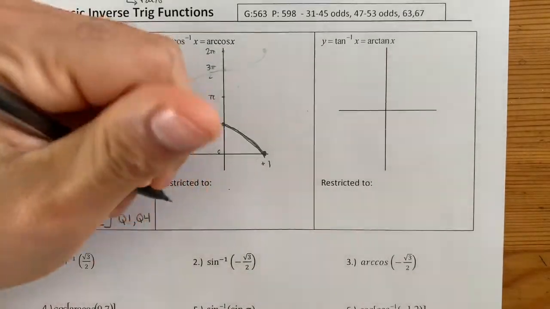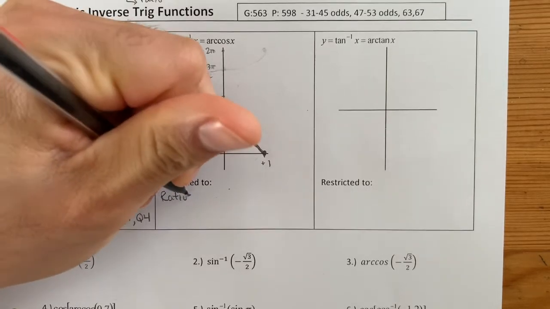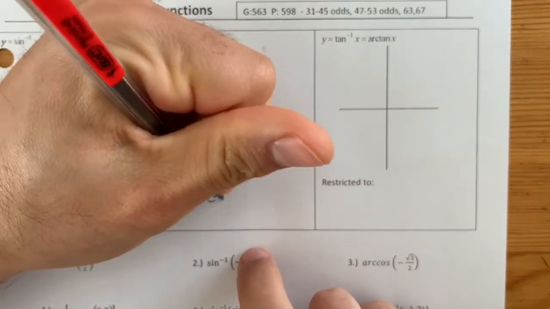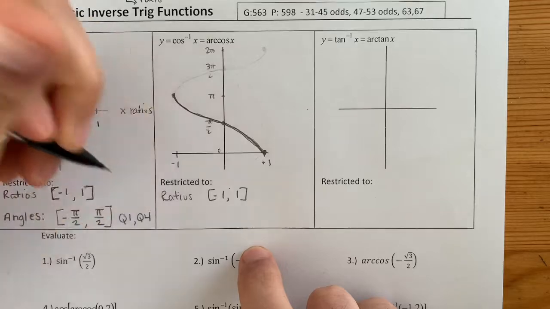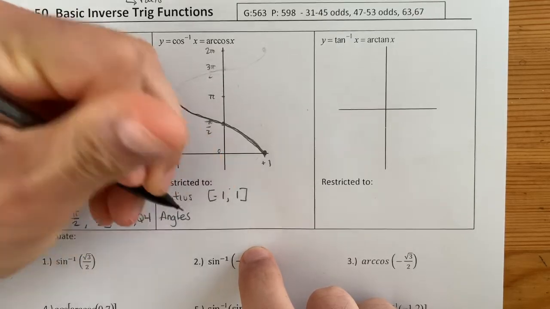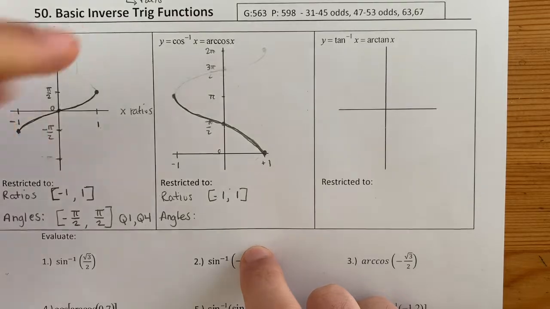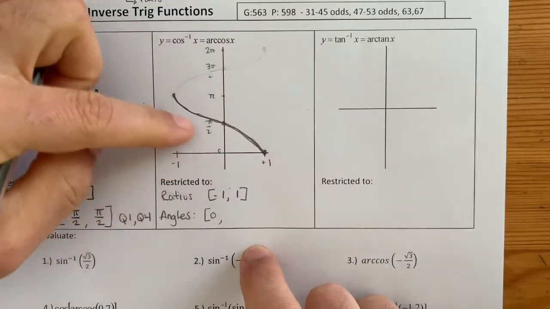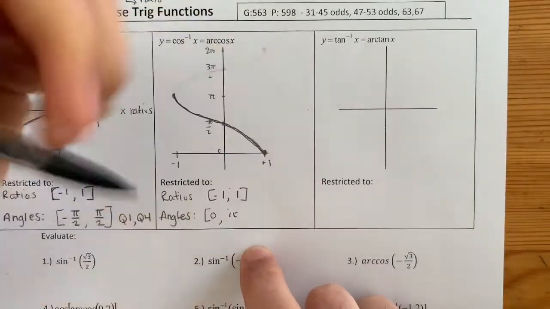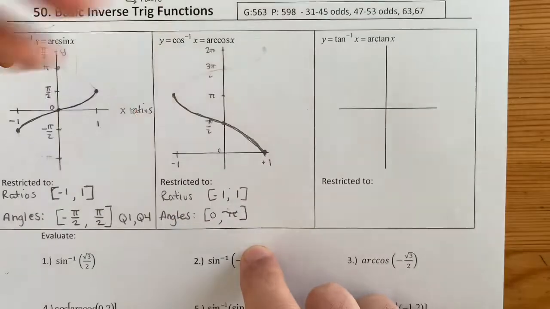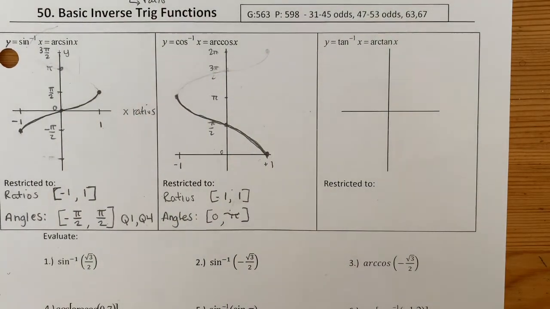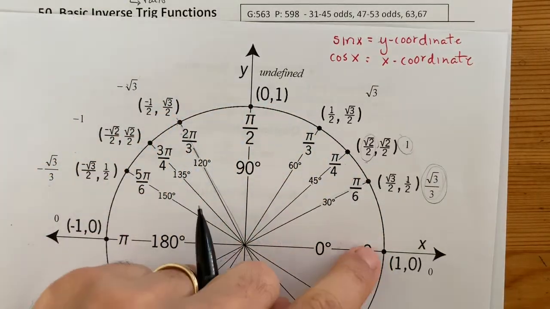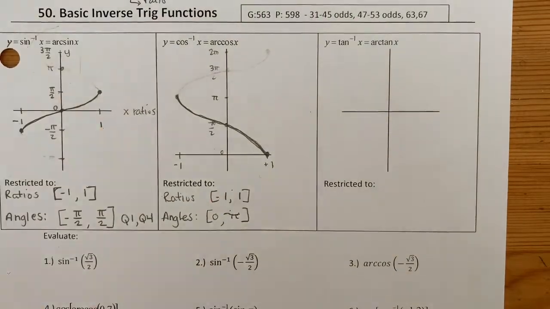All right, so there's our new restriction. So the ratios here fit anywhere between -1 to 1, as they should always. And then the angles for this problem are a little bit different. The angles start at 0 at the smallest and can go all the way up to pi at the largest. If you look on the unit circle, what quadrants would that represent? Starting at 0 to pi would be the first and the second quadrant here. So Q1, Q2.